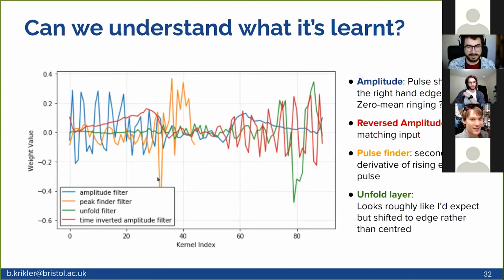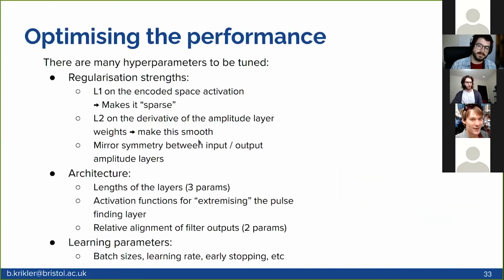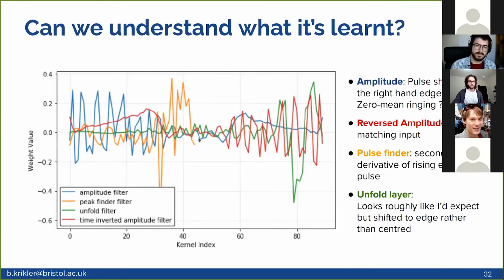The pulse finder, this orange line, has really learned to just look for a very big spike. This is actually looking for the second derivative of that leading edge, which is exactly to say where's the point of inflection in that leading edge. This is exactly what you would like to see. And then the unfolding there looks close to what I'd expect, but it's shifted over to the edge, whereas I would have expected it to be in the middle. I have some ideas about why that's the case. So in short, yes, I think we can understand this.